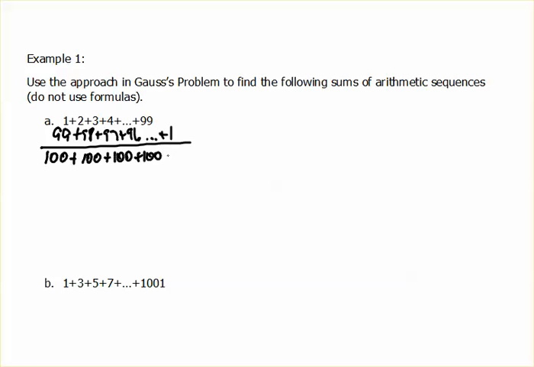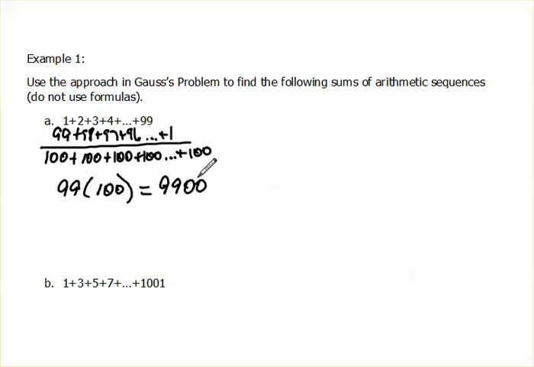I'm trying to write tiny. I know it's kind of hard. So how many of those 100 sums do I have? I actually have 99 of them because there are 99 numbers in this sequence. So if I take 99 times 100, that would be 9,900.